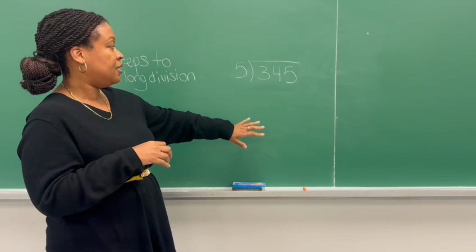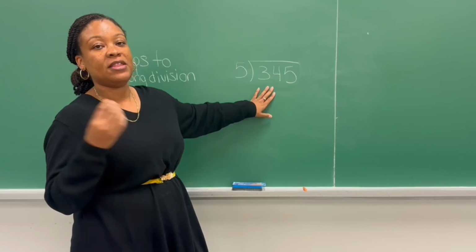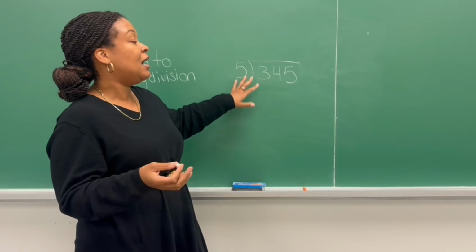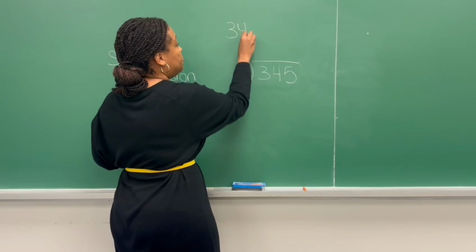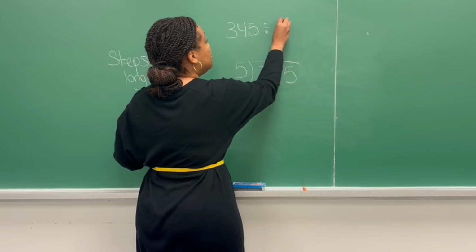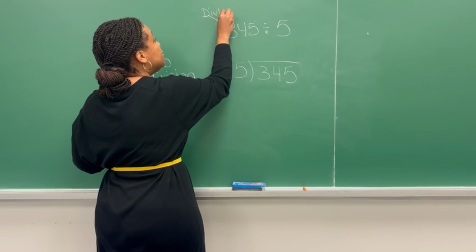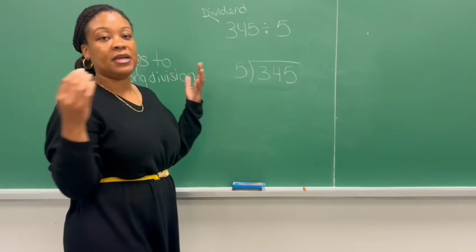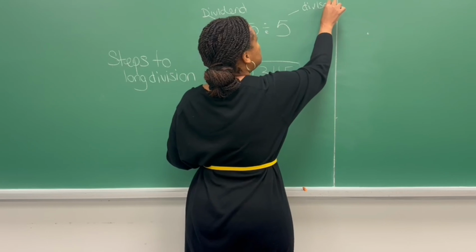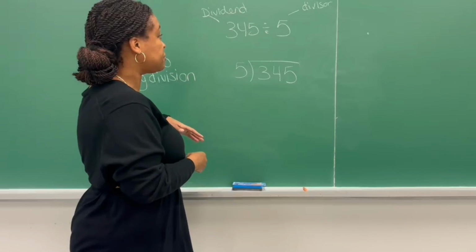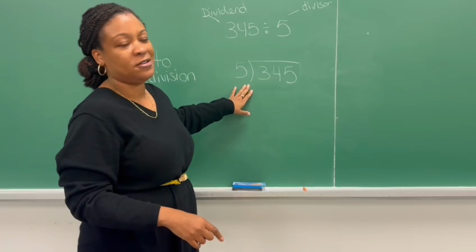Now, before we get into the actual solving of this particular problem, I think it's really important that we talk about the aspects of a division problem. So here we have, I'm just going to rewrite the problem like this. Okay. 345 is going to be our dividend. Our dividend is the number that is being divided, and then our 5 is going to be the divisor, which is the number that is doing the division. Now this part of the long division problem is what we call our division bar.